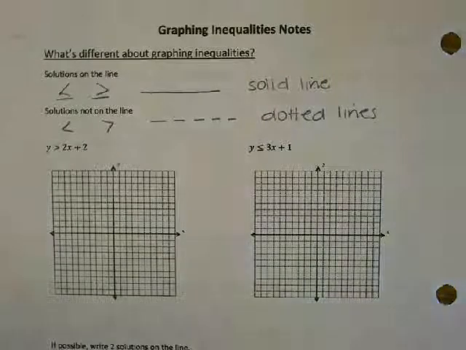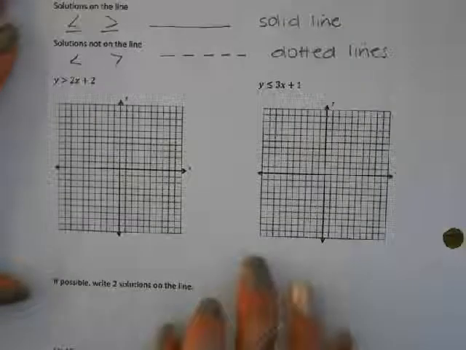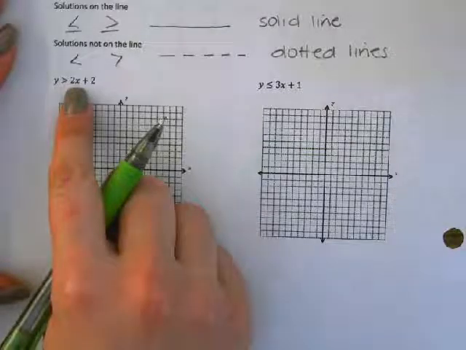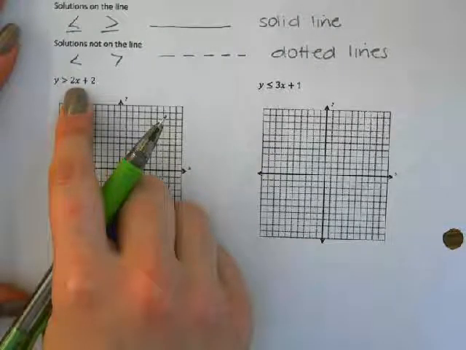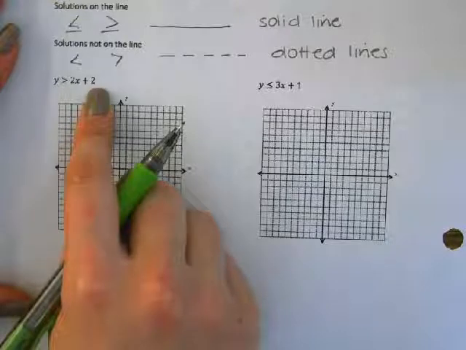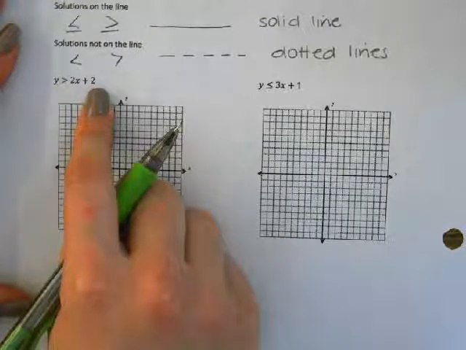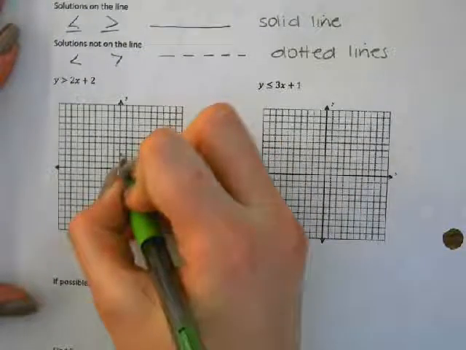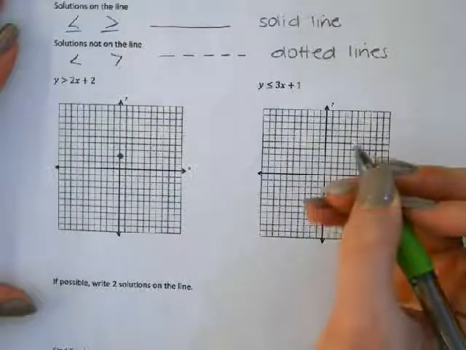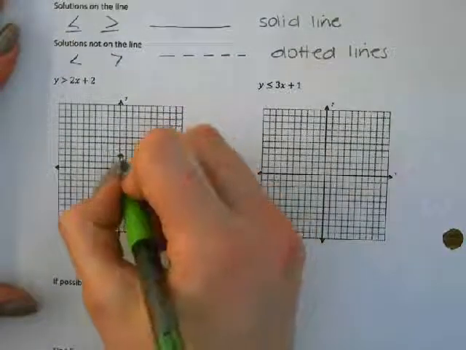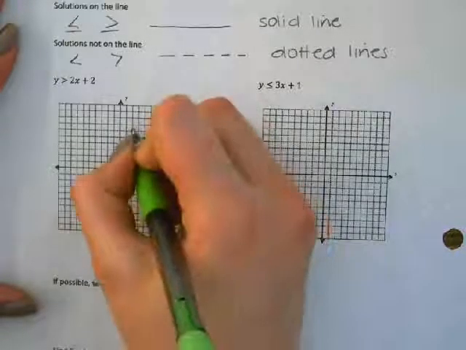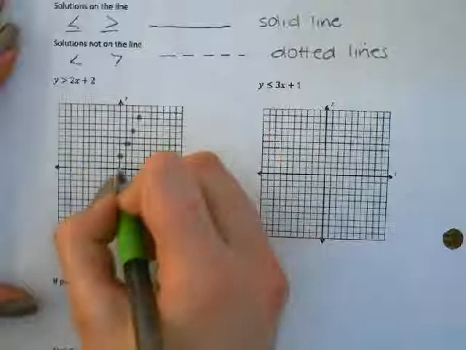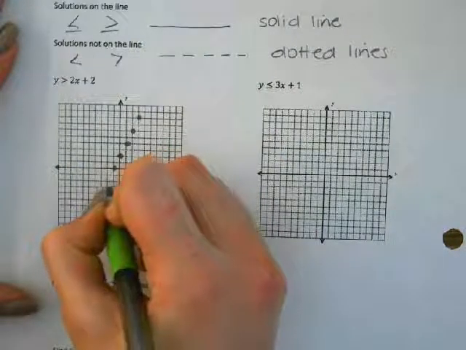Okay? So for this one, let's go ahead and graph y is greater than 2x plus 2. How do we graph that? So where do we start? Two. And then where do we go from there? Up 2, right 1, up 2, right 1, up 2, right 1. And then I'll go the backwards way as well.